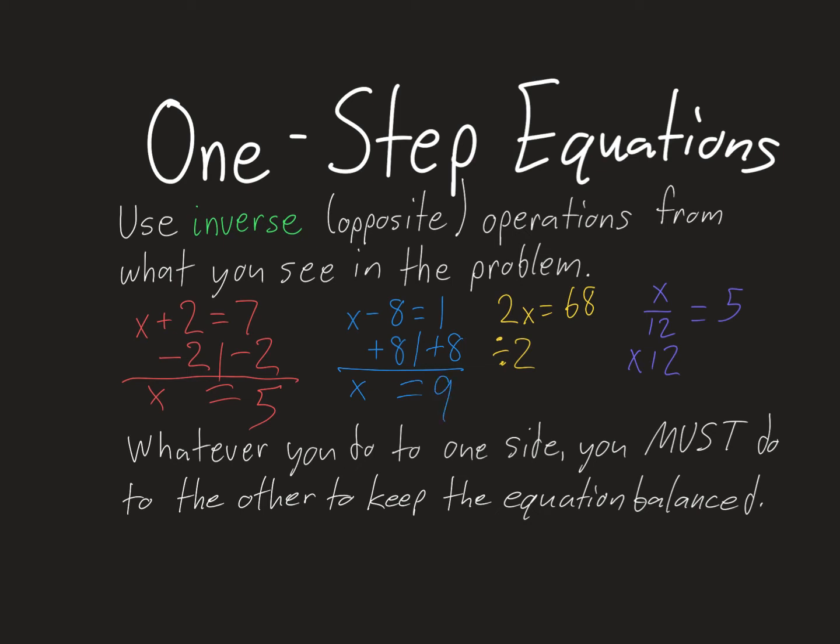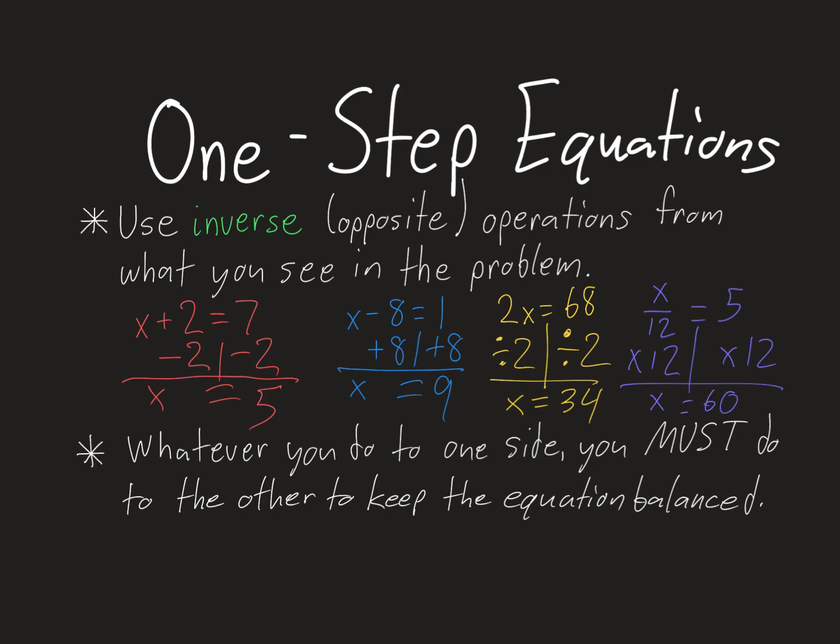For the yellow example, we divided by 2 on the left, so we must divide by 2 on the right. 2 divided by 2 is 1. We do not have to write a coefficient of 1, so we are left with just x is equal to 68 divided by 2, which is 34. For the purple problem, we multiplied by 12 on the left, so we multiply by 12 on the right. Multiplying by 12 and dividing by 12 leaves us with what we started with, which is x. And then that's equal to 5 times 12, which is 60.